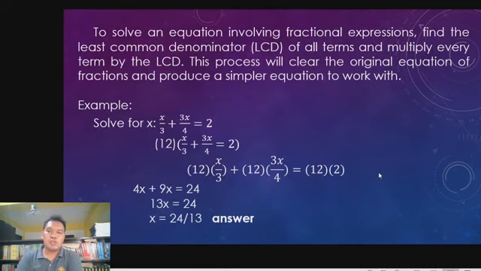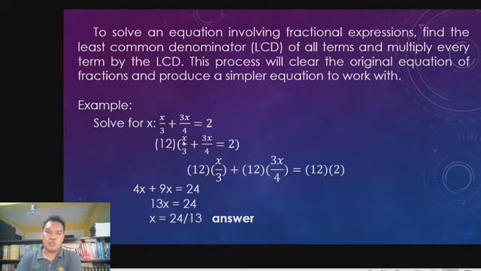Then, to solve an equation involving fractional expression, find the least common denominator, LCD, of all terms and multiply every term by LCD. This process will clear the original equations of fractions and produce a simpler equation to work with. So, may mga examples naman dyan. So, we have x over 3 plus 3x over 4 is equivalent kay 2. So, we have 3 and 4. So, to find the least common denominator, multiply mo lang yung 3 and 4. So, we have 12. So, 12 multiplied by x over 3 plus 3x over 4 is equal to 2.